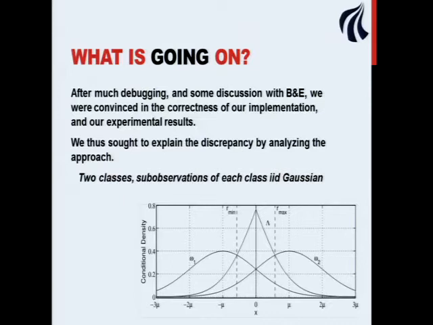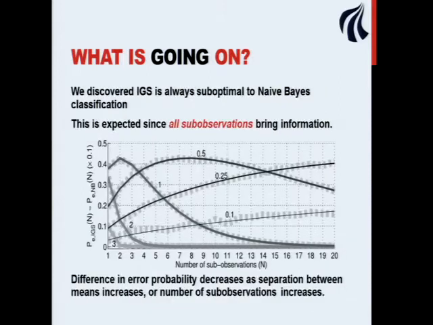And so we sought to explain this discrepancy using a simple model first. We have two classes, Gaussian model. What's the probability of error for this IGS case and just naive Bayesian classification? So we discovered that the IGS is always suboptimal to a naive Bayesian classification. And that's expected since all sub-observations, even if they're in the tail of one of them, bring with them information.